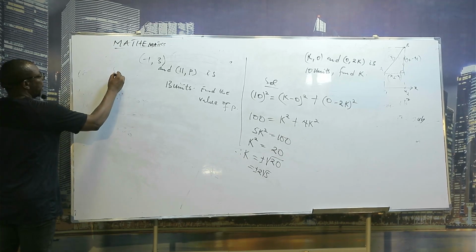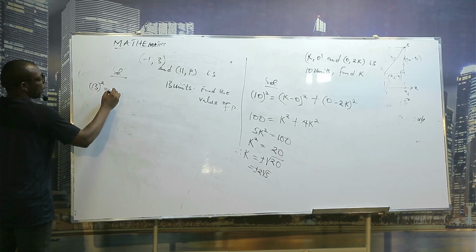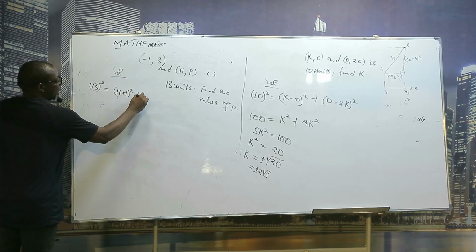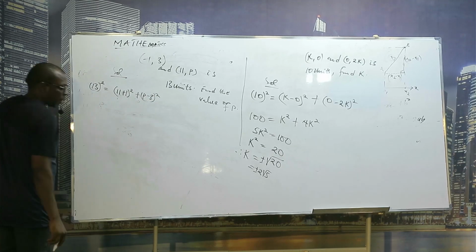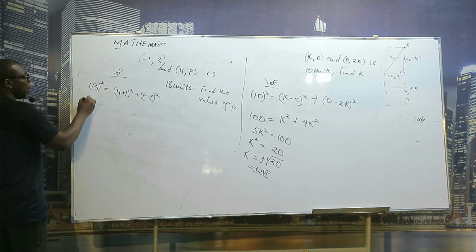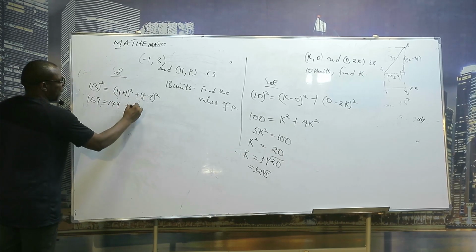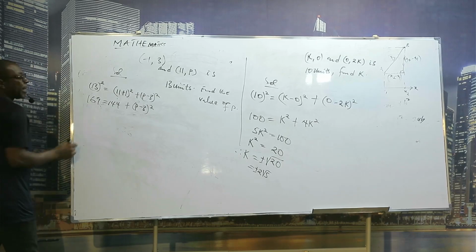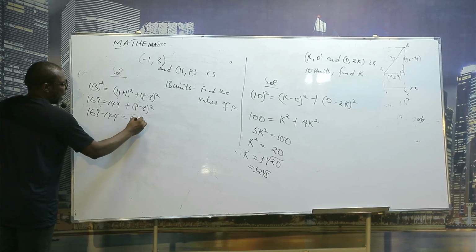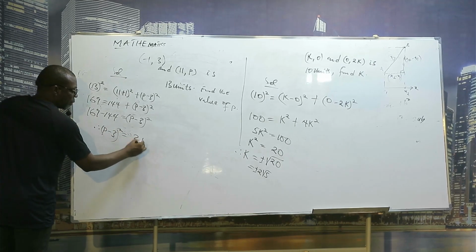So I want you to see it this way. 13 squared gives us 11 plus 1 all squared, plus p minus 3 all squared. Is it good? So here is 144. Don't open this bracket. Collect terms: 169 minus 144. P minus 3 all squared gives you how much?